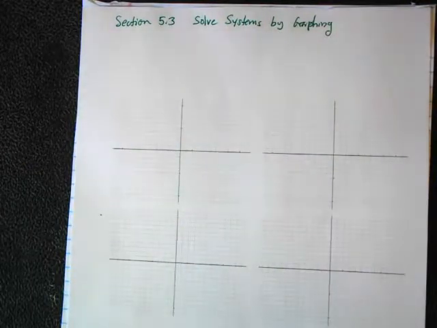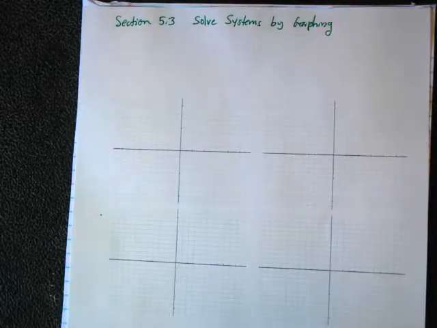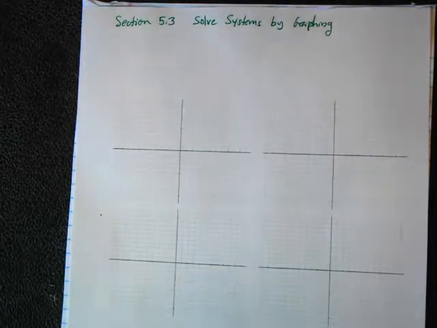Back in section 5.1, we talked about what a system of equations is, or what an answer for a system is. And then in section 5.2, we talked about graphing lines. Today we're going to put those two things together. We're going to talk about solving systems of equations by graphing.